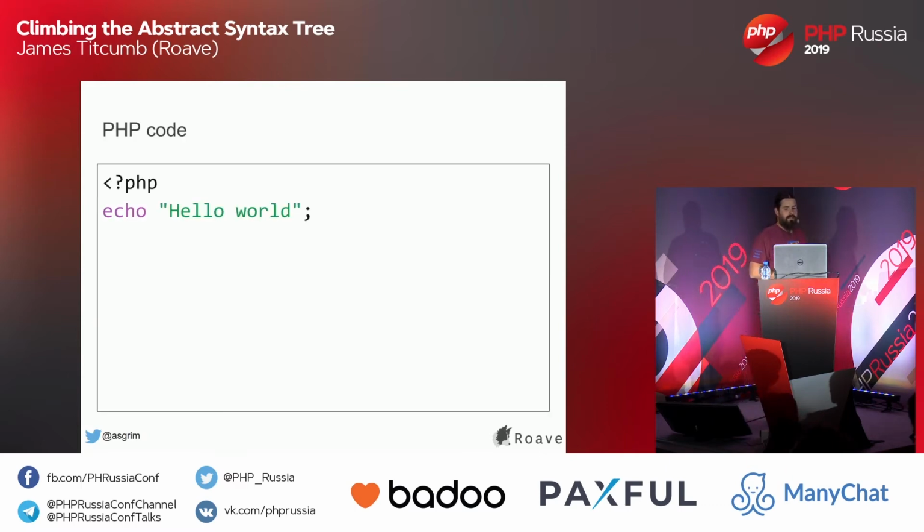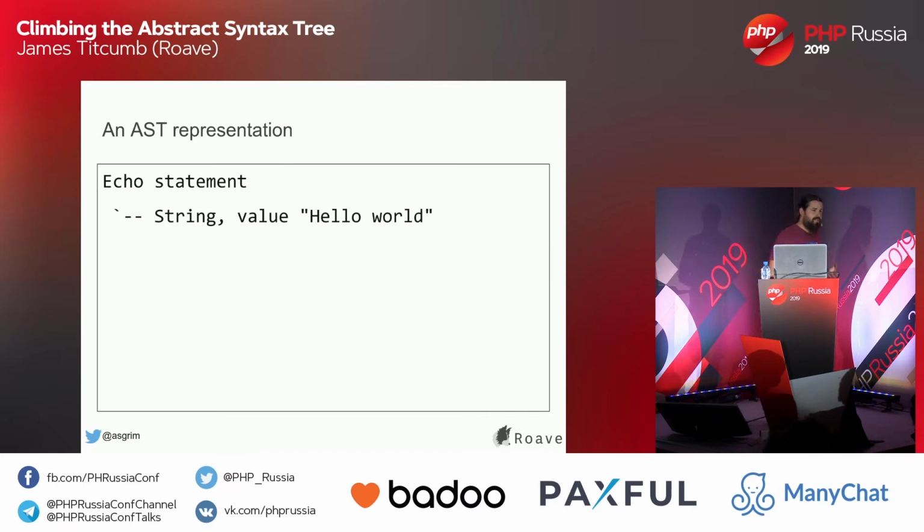So this is a script we'll produce some AST for. I think it's fairly clear what's going on here. Represented as a tree, we will take the echo statement, and the echo statement has a child node, which is the scalar string hello world, okay?